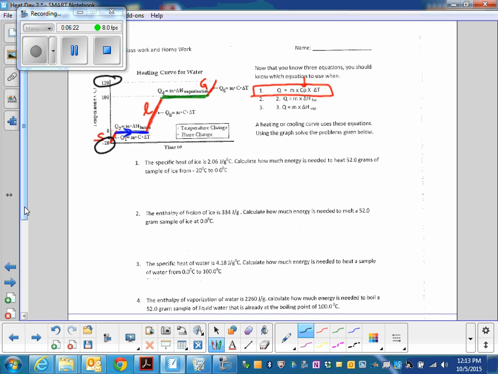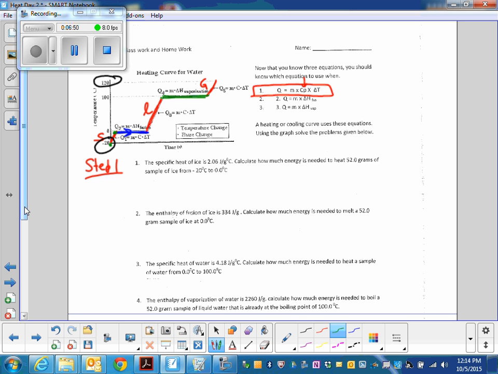So if you were to do the calculations, here is how you would do it. Let's look at this one. This is your step 1. And in step 1, it's going from minus 20 to 0. Is everybody with me? So what is happening? The solid is being heated.